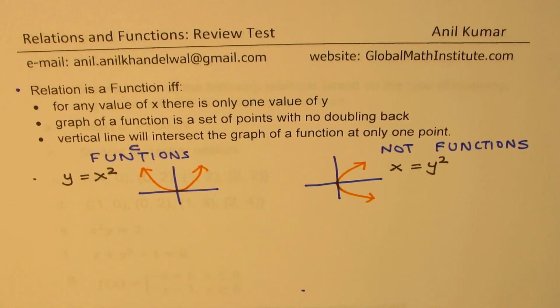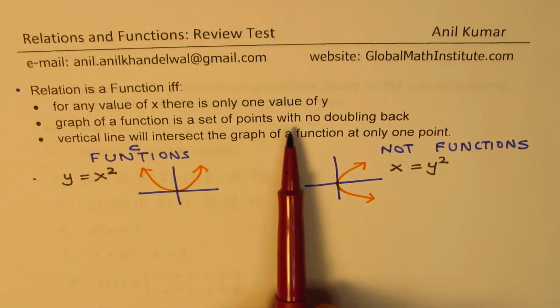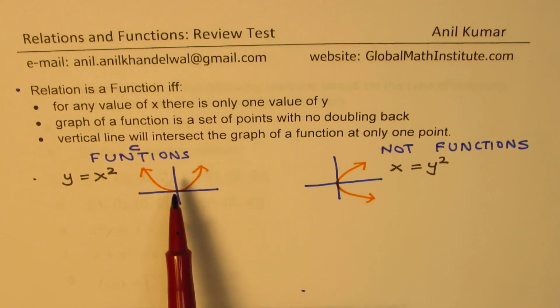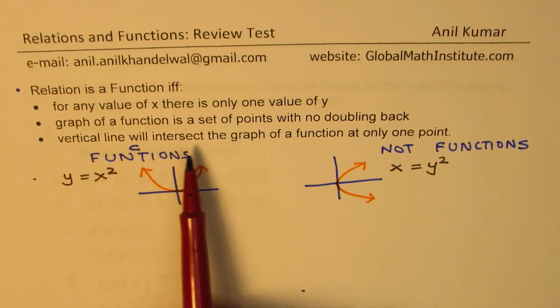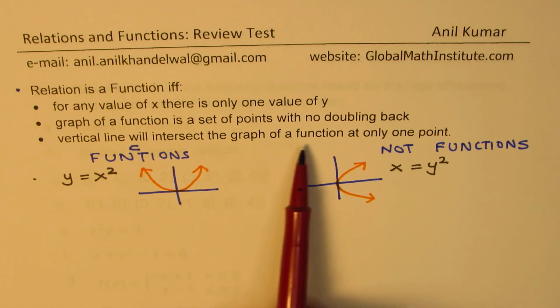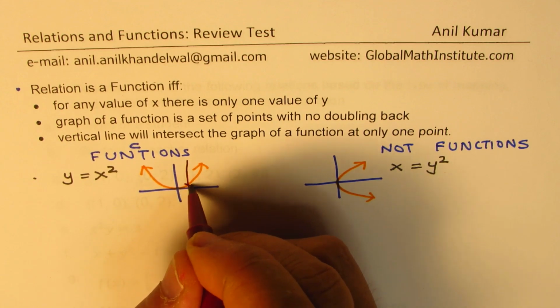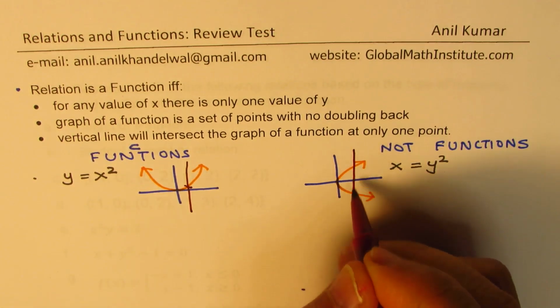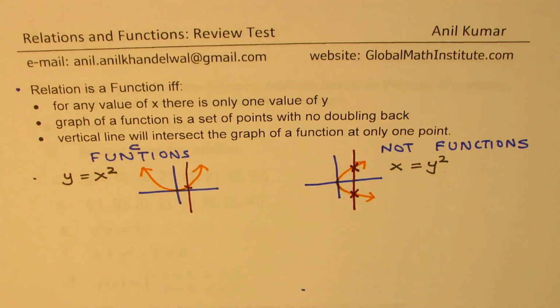Whenever the graph is given to you, what you need to do is to draw a vertical line. So graph of a function is a set of points with no doubling back. It's not returning back, right? And the third point is that the vertical line will intersect the graph of a function at only one point. So if I draw a vertical line, it intersects at one point. Here, it intersects at 2 points. And therefore, it is not a function. Do you see that part? Right.